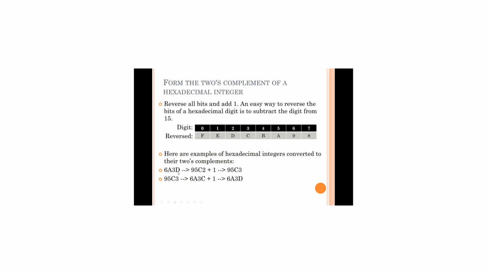Now, 6A3D is a positive number because 6 is smaller than 7. And this is a negative number because 9 is greater than 7. But the absolute values of these two numbers are the same. It's just their signs are different.